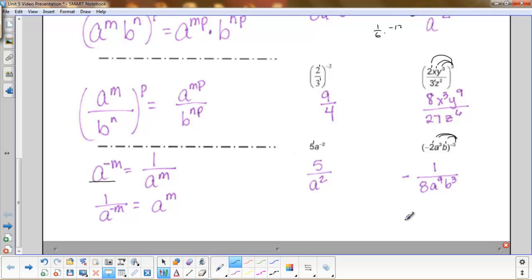So review these properties, take a look at them, and be ready to do some application problems on them so that you can score well on that pretest.